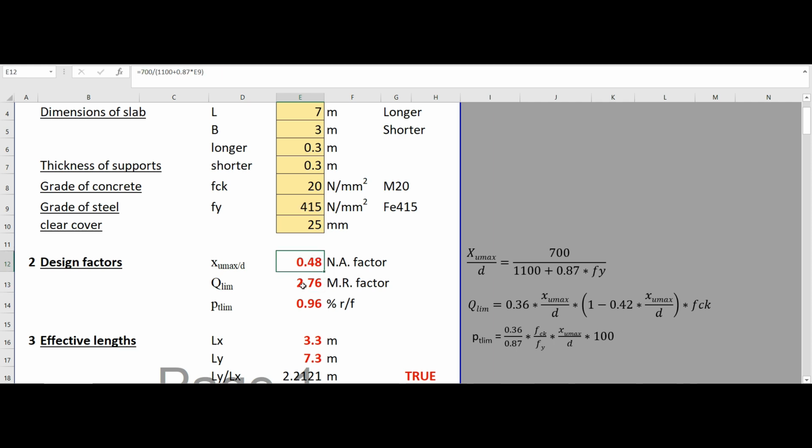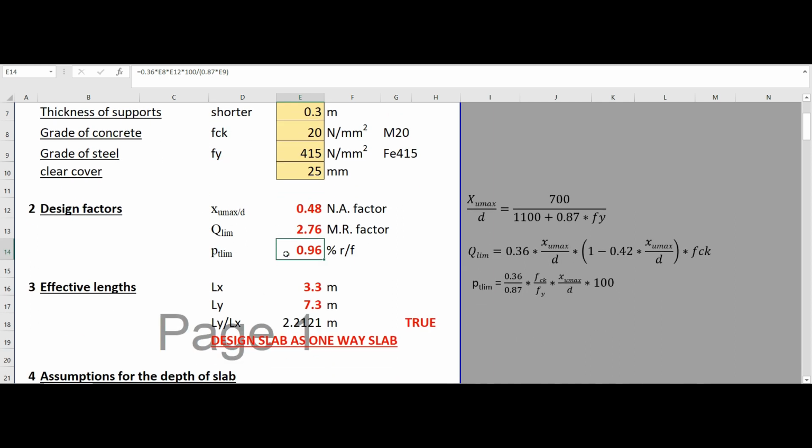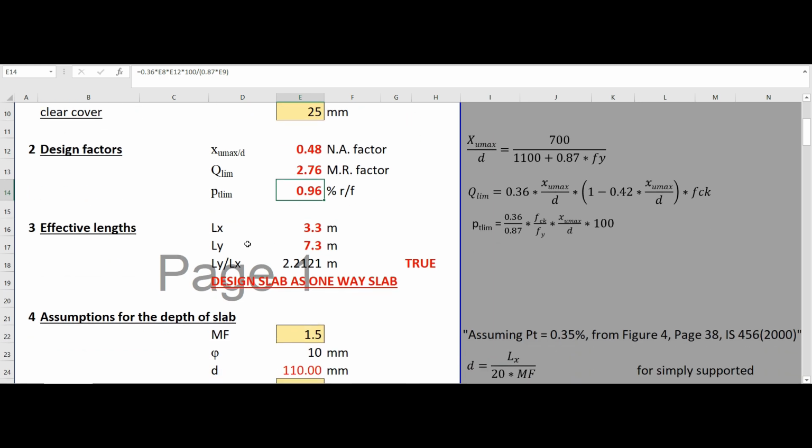Next is the moment of resistance factor, which is Q limit, given by 0.36 into Xu max by d into 1 minus 0.42 into Xu max by d into fck. So you get Q limit as 2.76. Next is the pt limit, which is given by 0.36 by 0.87 into fck by fy into Xu max by d into 100. So you get the pt limit as 0.96%.